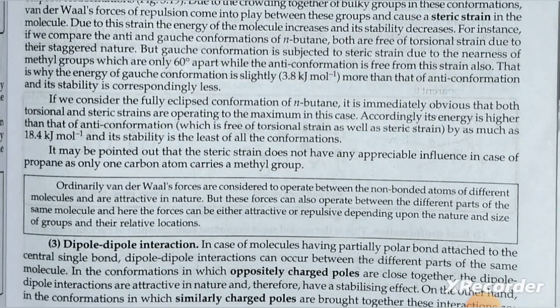If we consider the fully eclipsed conformation of n-butane, it is immediately obvious that both torsional and steric strain are operating to the maximum in this case. Accordingly, its energy is higher than that of the anti-conformation, which is free of torsional strain as well as steric strain, by as much as 18.4 kJ/mol, and its stability is least of all the conformations. It may be pointed out that steric strain does not have any appreciable influence in the case of propane, as only one carbon atom carries a methyl group.